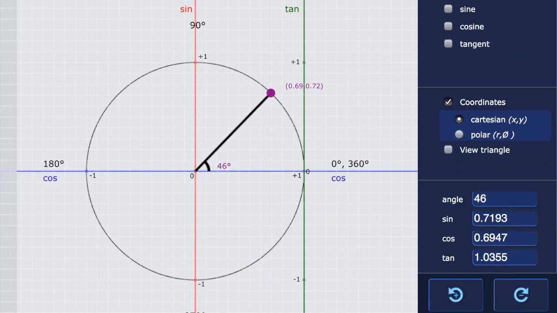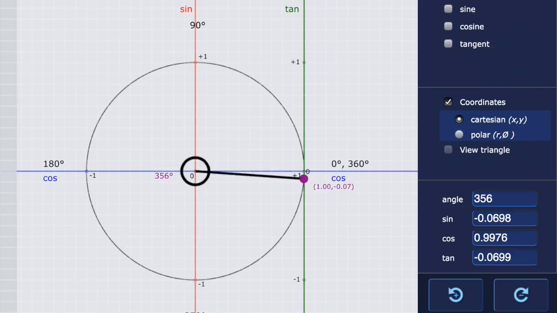If I want to go to 45 degrees, it says 0.707 there, but you know that to be 1 over root 2 for sine, 1 over root 2 for cosine, and you know that the tan of 45 is 1, and as it says there on the unit circle, the tan of 45 is 1.